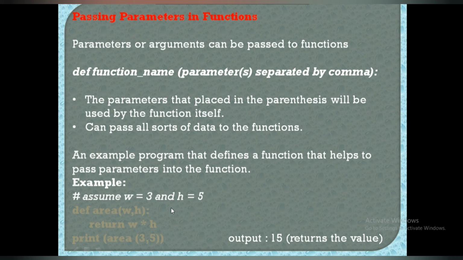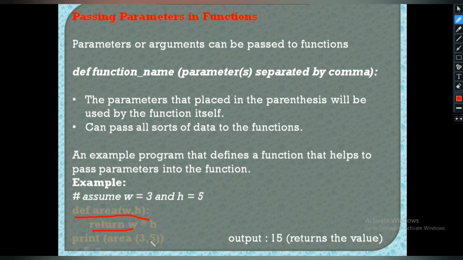Okay, now you can see the program code here. The program code is def area w comma h. So here def is the keyword, area is the function name, and we are passing two variables w comma h. After the parameters, we finish the parenthesis and then put a colon, and then the function statement is written w into h. So we just multiply these values, the width and height, w and h.